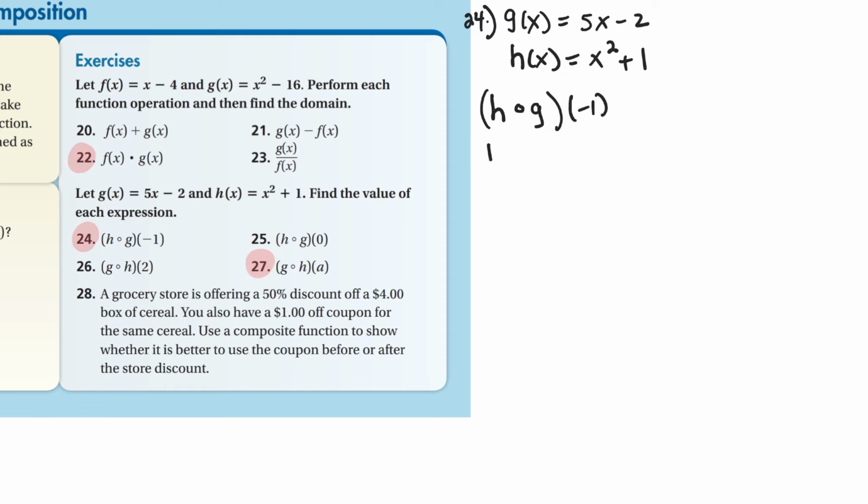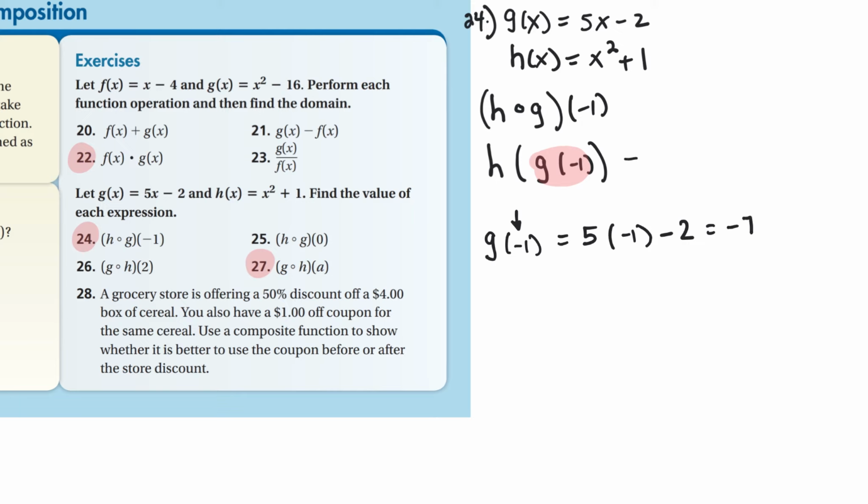So let me rewrite this. So you have h, and you have g of negative 1. So you're probably asking yourself, what do you have to find first? You need to figure out the output for g of negative 1. So I'm going to do the work here in the bottom. I have g of negative 1. So what is the input? The input is negative 1 into g, so you get 5 times negative 1 minus 2. So 5 times negative 1 is negative 5, minus 2 is negative 7.